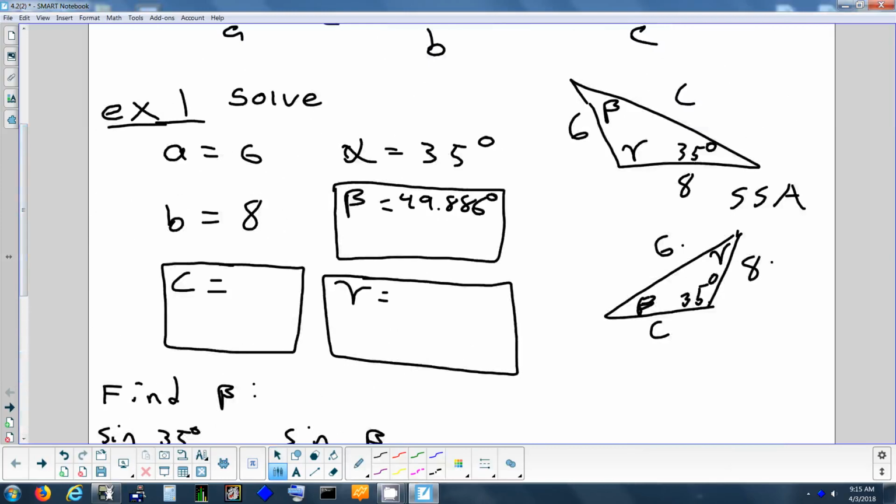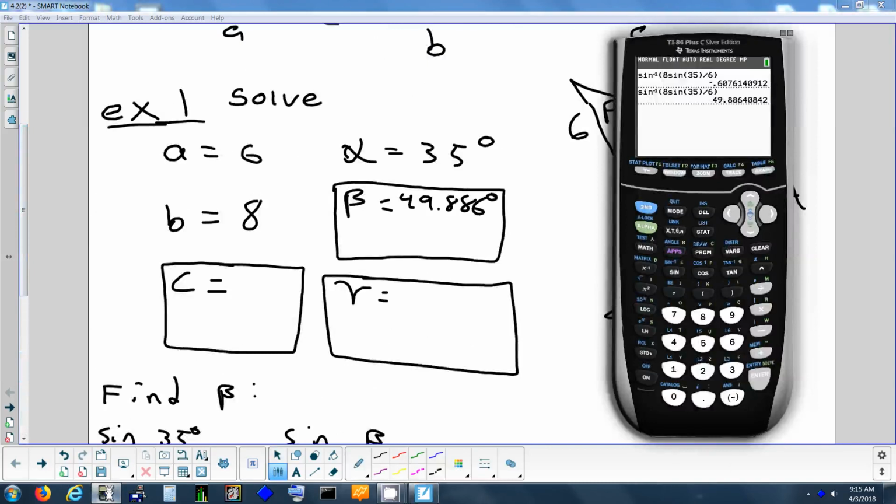What do I do with the 49.886 to get the second answer? Take it away from 180. Yep, subtract it from 180. So if someone asks the question, is there a second answer? There's always a second answer. Does it work? That's a different question. Okay, so we're going to find the second answer. I'm just going to do 180 minus what I just had on the screen. And I get 130.116.